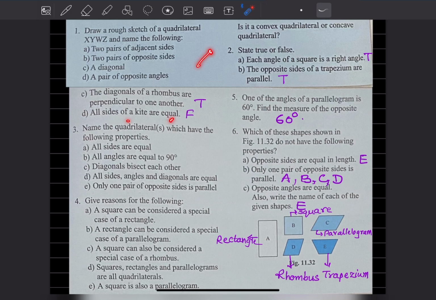All sides of a kite are equal? No, it's false. Now a kite will be like this. These two will be the same, and these two are going to be the same. So not all sides are the same.